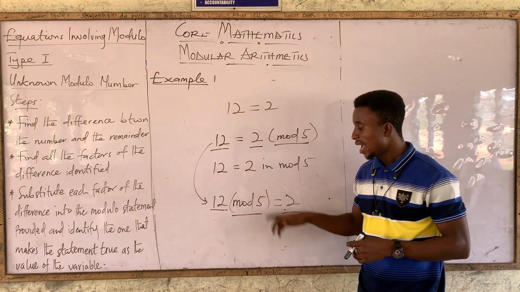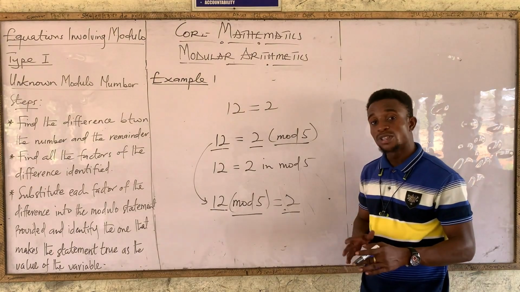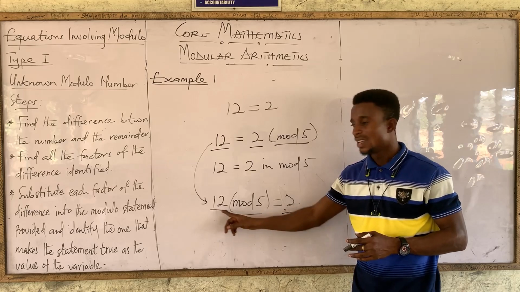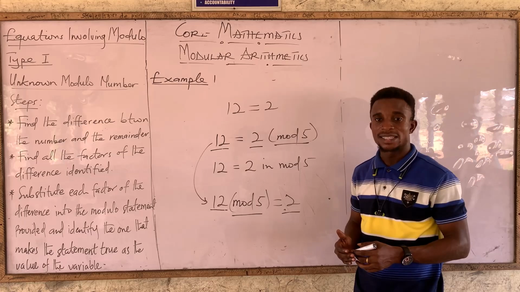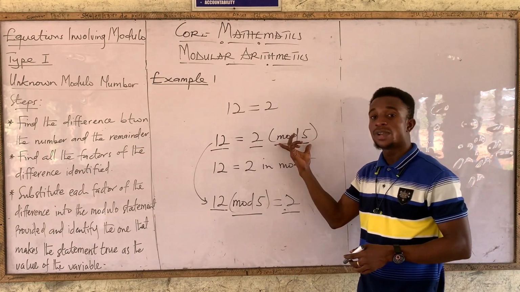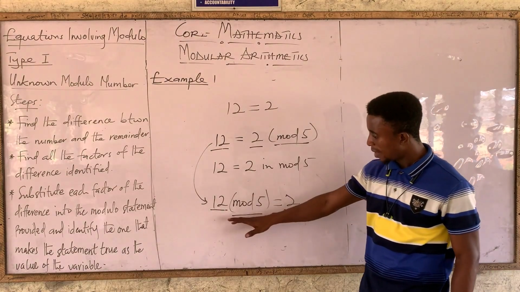And also in the other case, we are going to be finding the number when the modulo number and the remainder are given. Like I said, we have the number, the remainder, and the modulo number. It's the same as what is here.